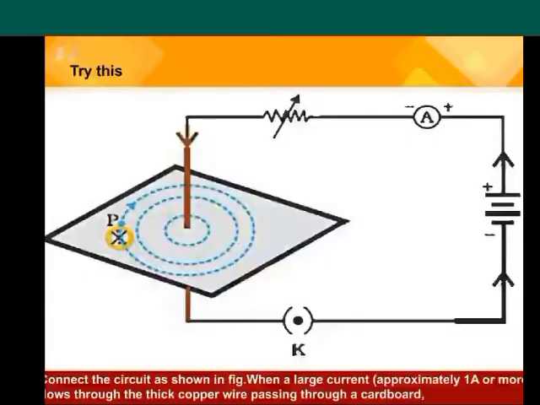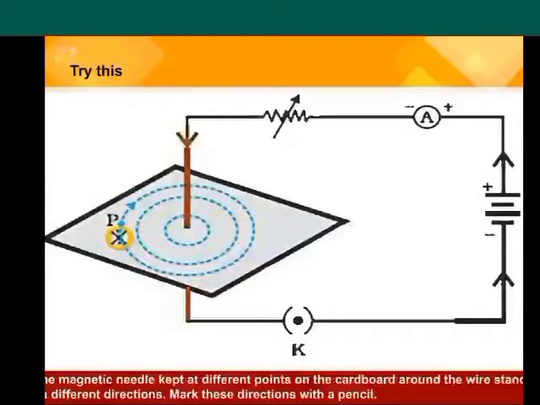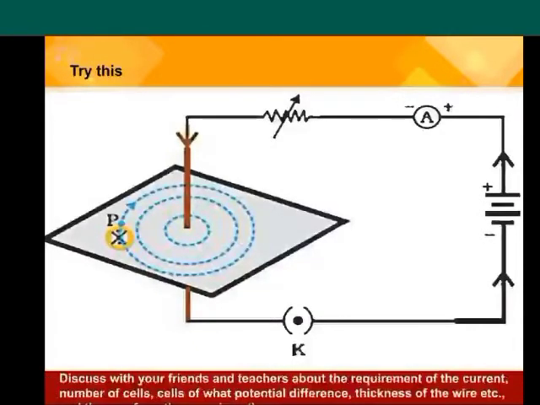Try this. Connect the circuit as shown in the figure. When a large current, approximately 1 A or more, flows through the thick copper wire passing through a cardboard, the magnetic needle kept at different points on the cardboard around the wire stands in different directions. Mark this direction with a pencil. Discuss with your friends and teachers about the requirement of the current, number of cells, cells of what potential difference, thickness of the wire, etc., and then perform the experiment.